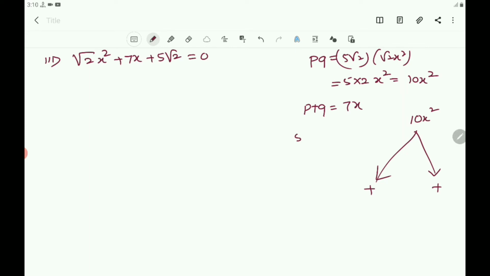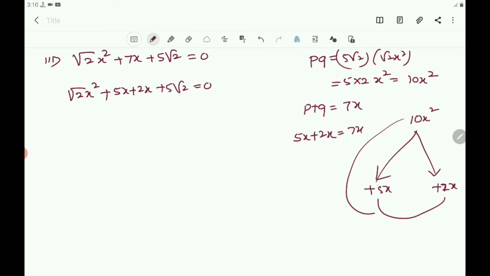So you take 5x plus 2x, that is 7x. The factors are 5x and 2x. So 7x can be split as 5x plus 2x. So you write the factors here: root 2 x square, 7x can be written as the sum of 5x and 2x, plus 5 root 2 equals 0. The product of these two is 10x square, 5x into 2x is 10x square, and 5x plus 2x is 7x.